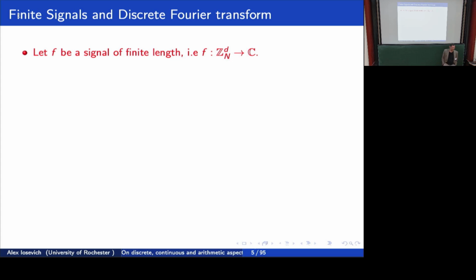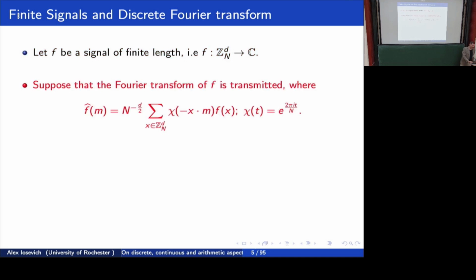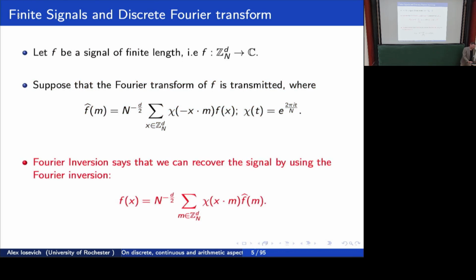Is that okay? So just as a quick recap, we have a finite signal, a map from Z_N^d to C. I'm not going to go through all the slides, of course, I'm just going to hit the basic points. We transmit the Fourier transform with L2 normalization, and so there's Fourier inversion. If the whole signal is transmitted, if all of the Fourier transform is transmitted, then you can take the inverse Fourier transform, which is a very efficient operation, and you can get the signal back.